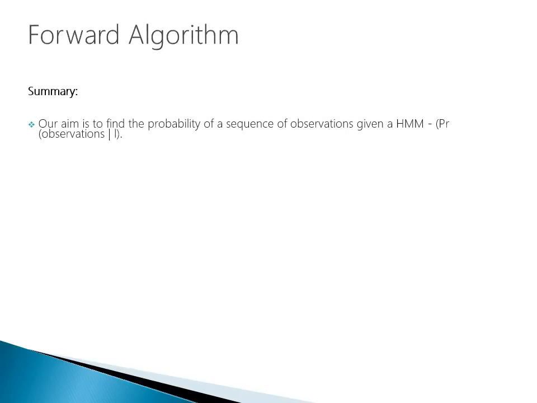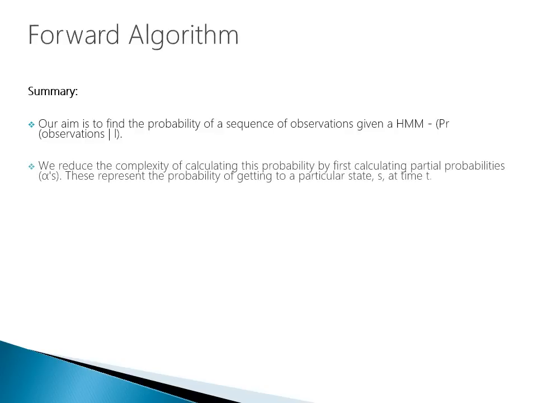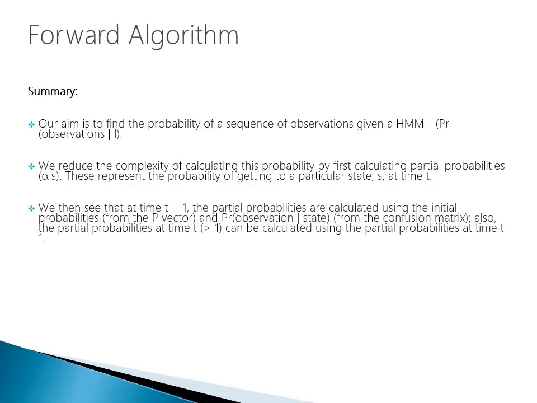So to summarize, and I know I've thrown a lot of statistics at us in a short period of time, our aim is really to find the probability of a sequence of observations given a hidden Markov model. We reduce the complexity of calculating this probability by first calculating partial probabilities, the alphas. These represent the probability of getting to a particular state S at time t. We then see that at time t equals 1, the partial probabilities are calculated using the initial probabilities from the p-vector and the probability of the observation against the probability of the state from our confusion matrix.